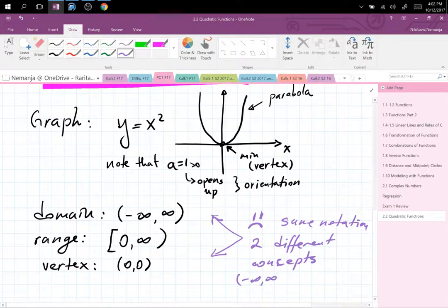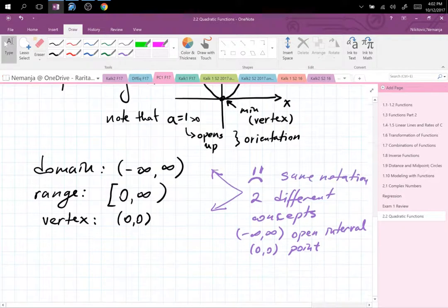Negative infinity to infinity is an open interval, and (0, 0) is a point, and they have the same notation. I can have the open interval (2, 3), and I can have the point (2, 3), and they have the same notation. That is an unfortunate thing in mathematics, and it happens with inverses as well. So you have to be very careful to get from the context what we are talking about. Is it an interval or a point somewhere in space?